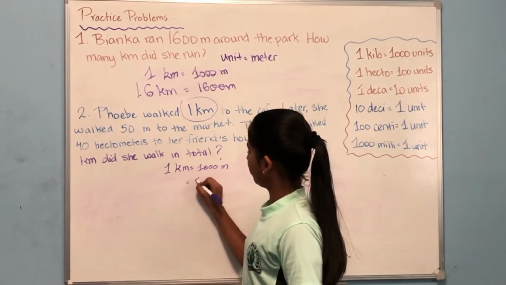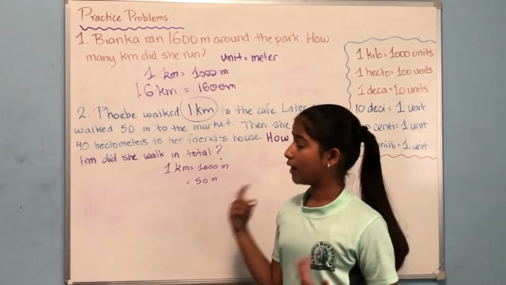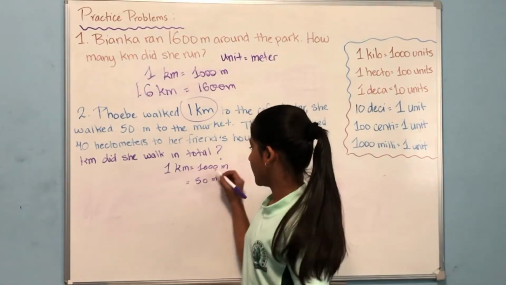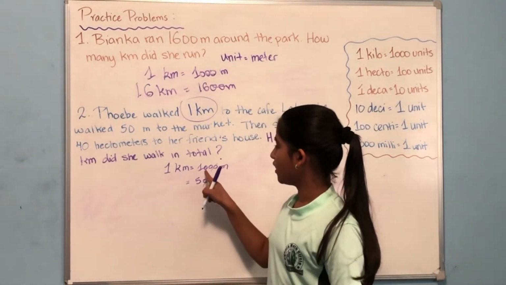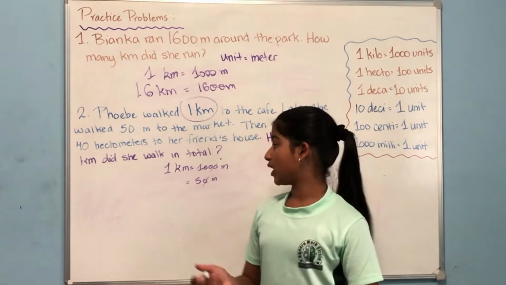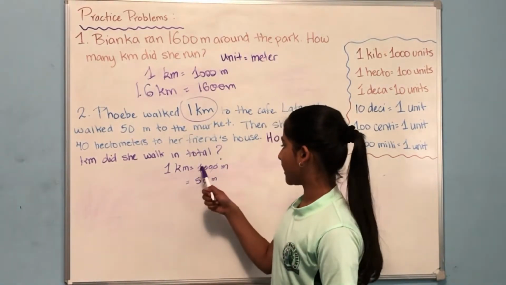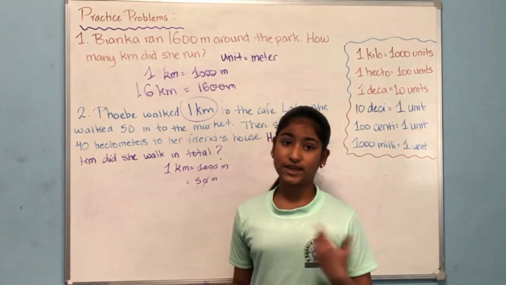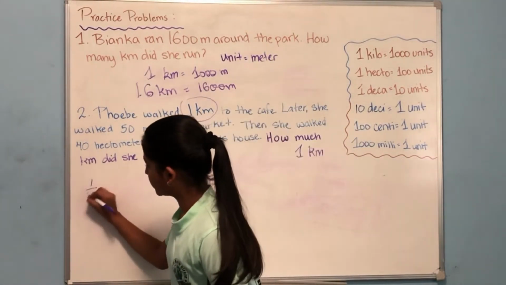So we have to solve for 50 meters. Now, how would we do that? We have to divide this by 50 to see what we get. Now we can cross out one of the zeros and we get 100 over 5, which we all know is 20. Now since we divided this by 20 to get 50, we have to divide 1 by 20 to get the answer. Now 1 over 20.